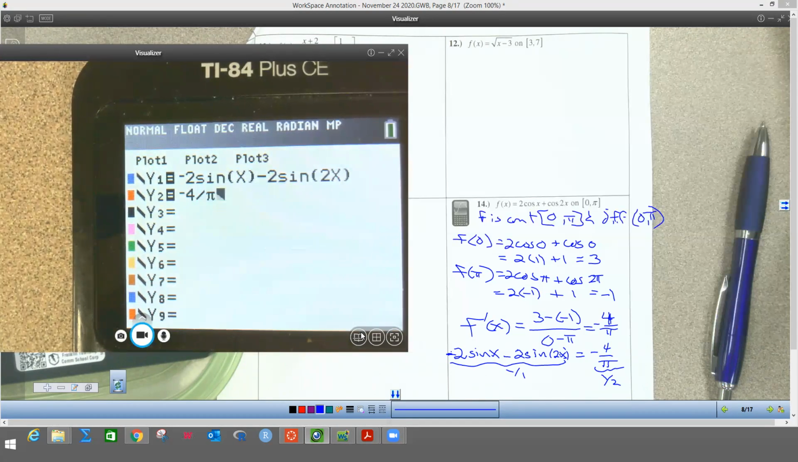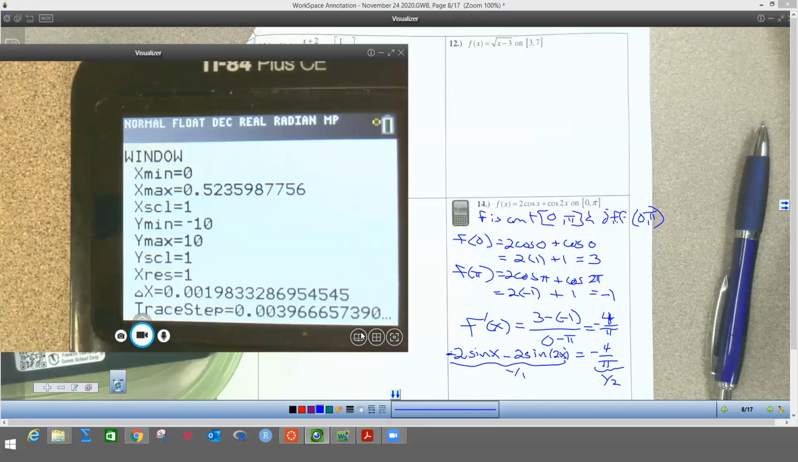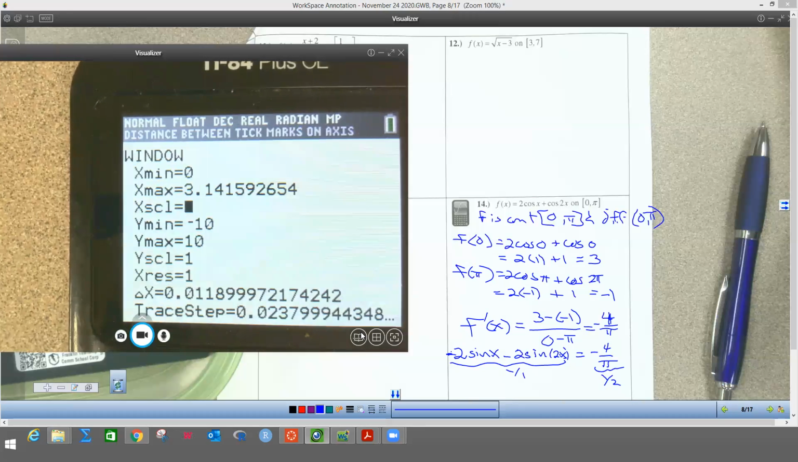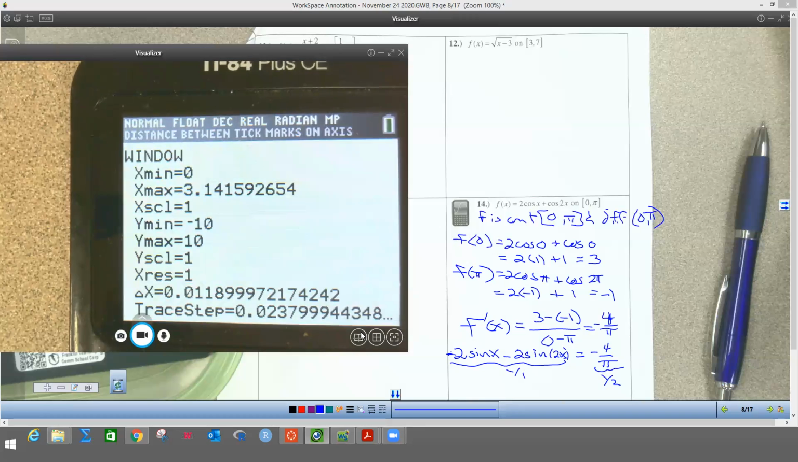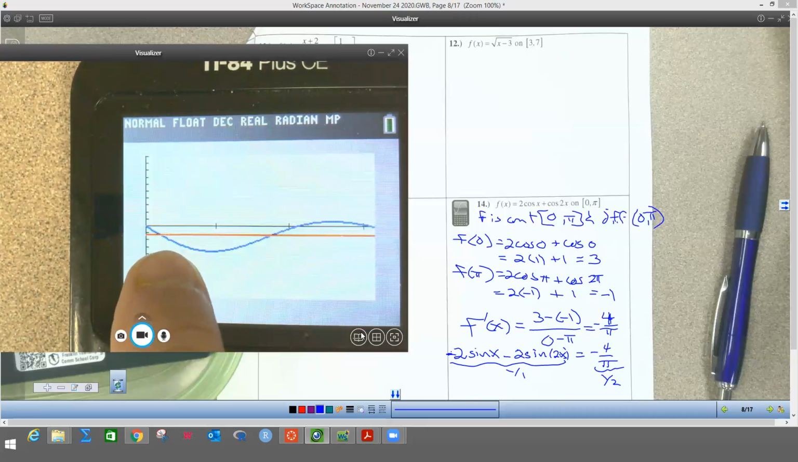Okay, and now remember my window, I'm going now from 0 to pi, so I got 0, which is already there, and then down here I'm going to hit second caret, which is pi, and go to decimal. So I'm only looking from there to there, and I'm going to graph those. So here comes my -2 sine 2x graph. So there's a place it crosses, and there is another place it crosses. And there's the -4 over pi line, the red one.